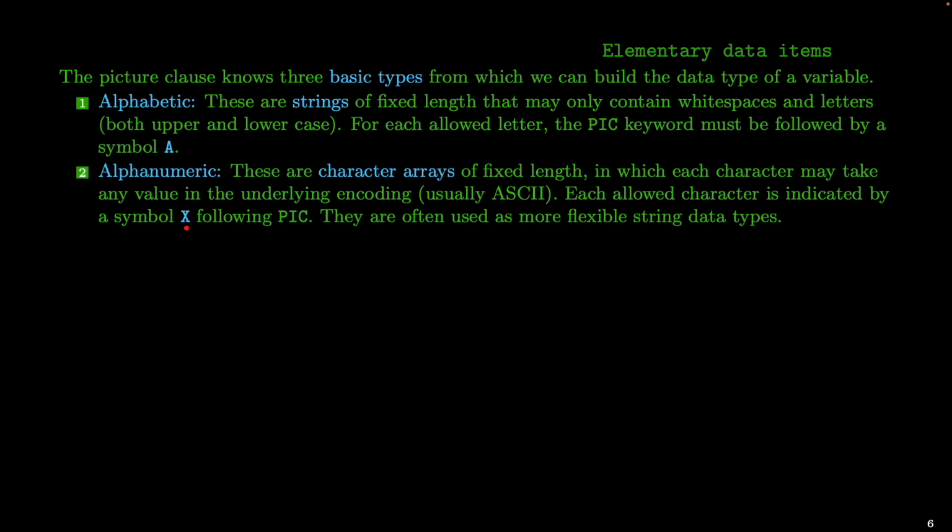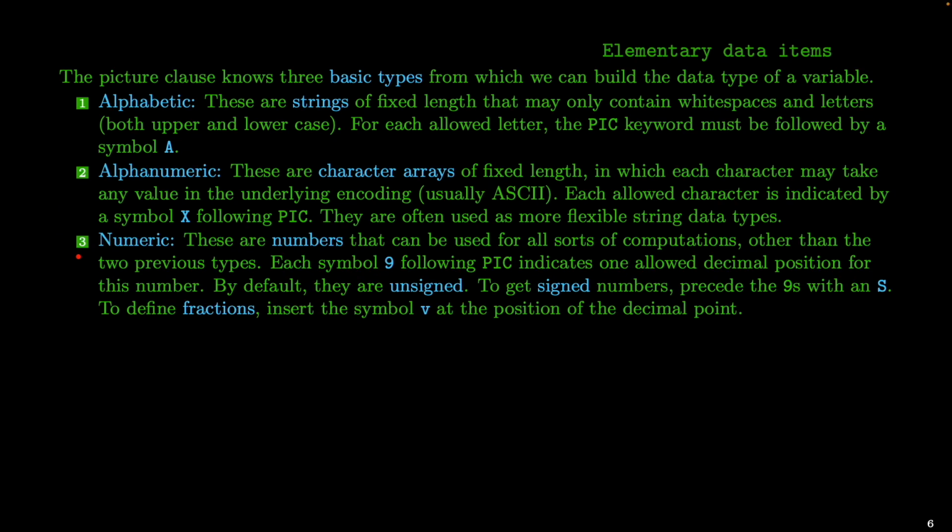These are more flexible string data types, because they can take anything that the alphabetic type can contain, and more. So this type X encompasses the type A, and therefore I will personally never use the alphabetic type in my programs. I will always use the alphanumeric type.